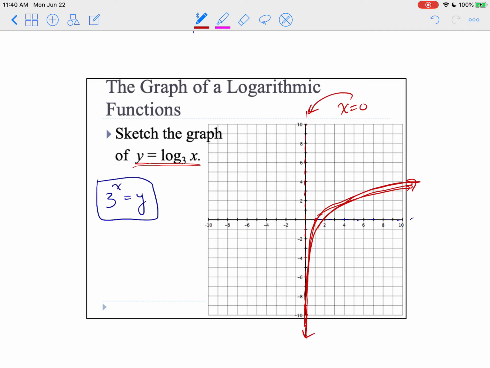I'm not actually ever going to ask you to graph a logarithmic function, but I think it is important that you understand the connection between the domain and range of an exponential and a logarithmic. I'm not going to ask you to graph the function of a logarithmic function. Okay?